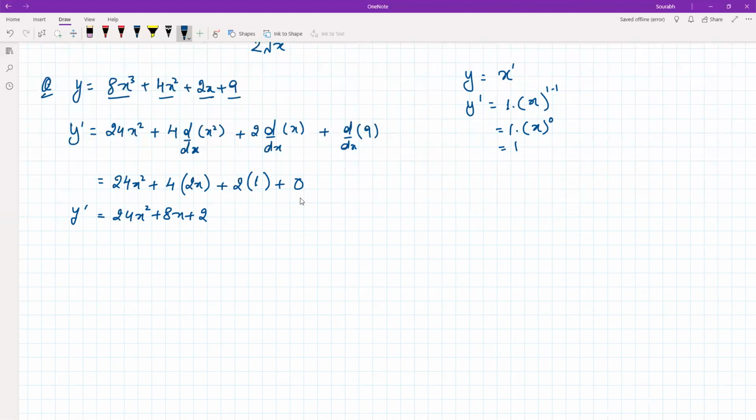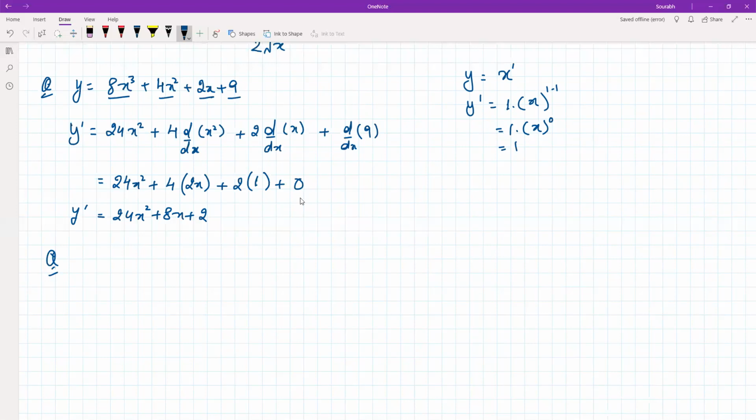That's how you find differentiation when things are given, or in different cases when there are multiple functions or a constant is being multiplied by a function. In such cases, that's how we are going to find differentiation.